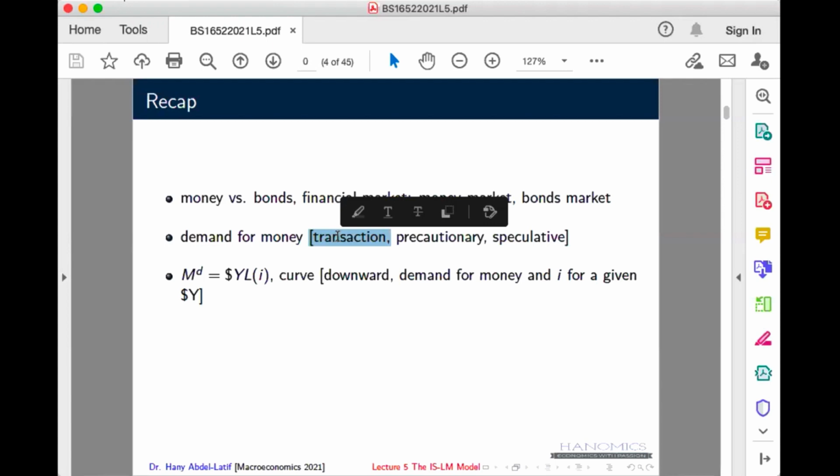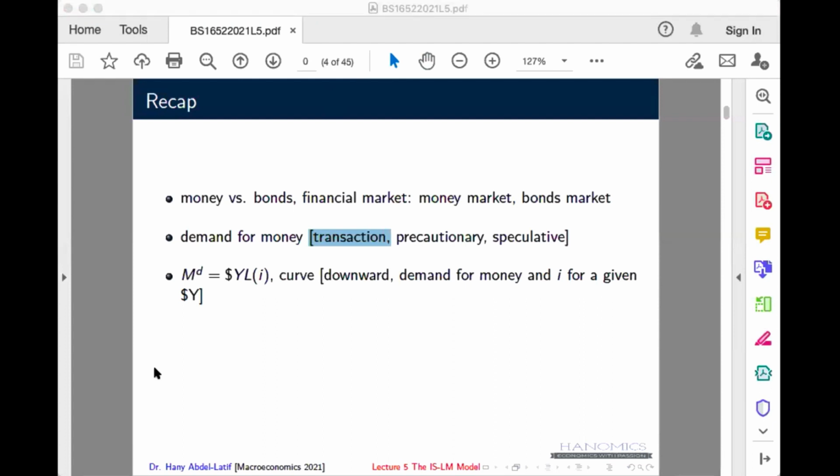And the second point is that the precautionary demand and the speculative demand for money depend on the interest rate, and the relationship is negative. So they are negatively related. Higher interest rate means less demand for money because of these reasons. We explained that money is a very liquid asset, but it doesn't give a positive return, compared to bonds, for example. Bonds are interest-bearing assets, so holding bonds will result in receiving positive returns.